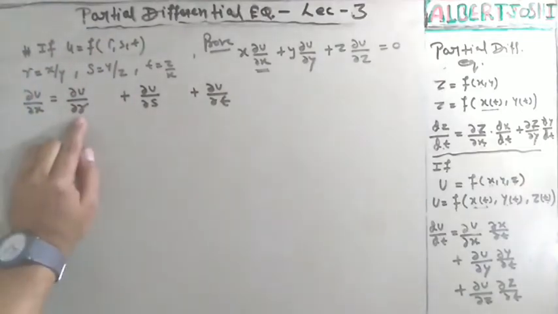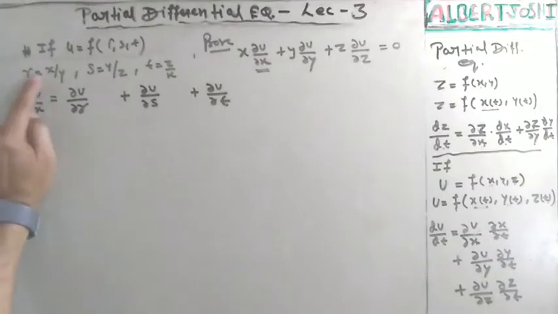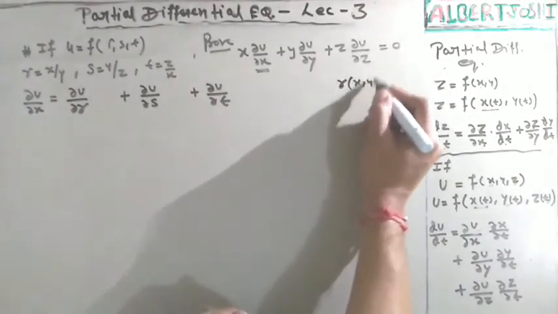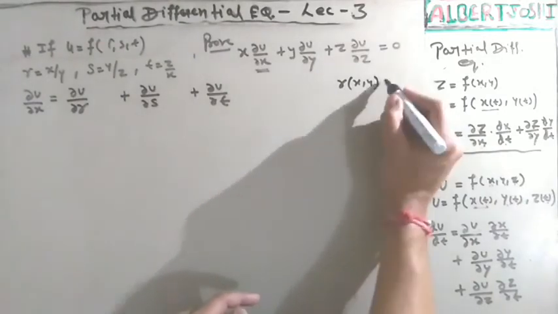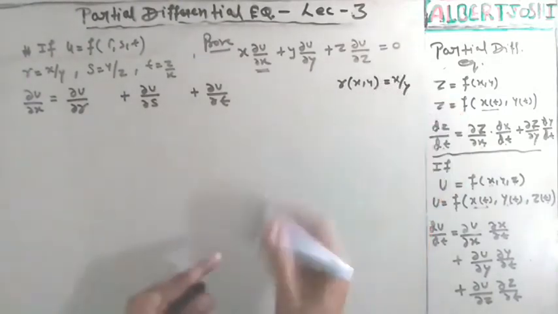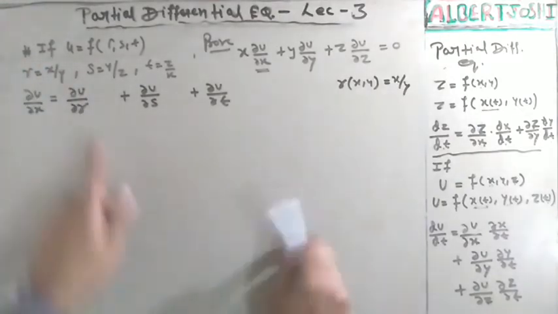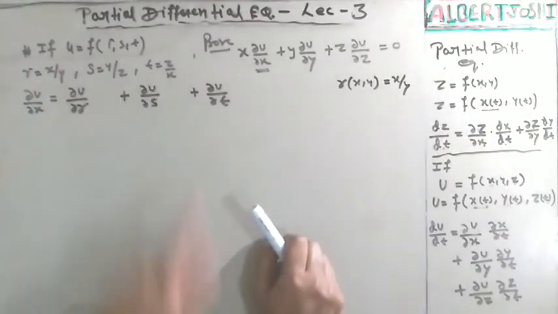Now in this r you can see that there are two variables. This r is also a function, and it is not a single valued function, it is a multiple valued function. You can also write r as a function of x and y, and this is x upon y. You can write like this, that is the short form. s is also a multiple valued function.